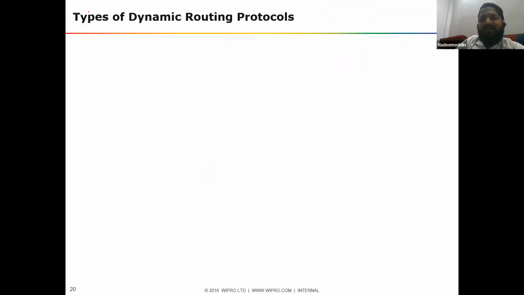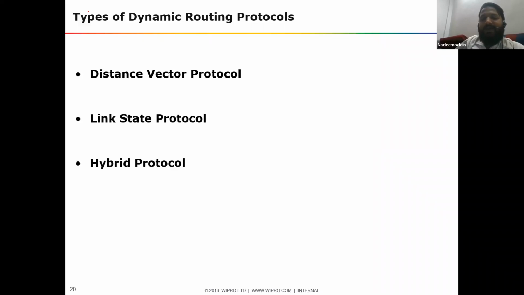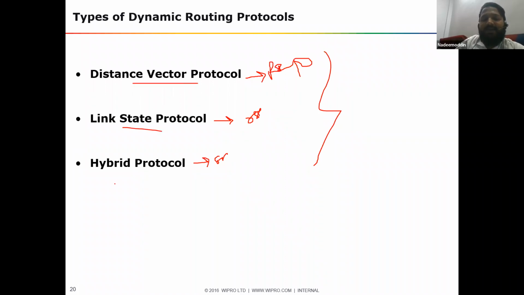There are three types of dynamic routing protocols: distance vector protocol, link state protocol, and hybrid protocol. In each class, there is one protocol. In distance vector protocol, RIP will come here. In link state protocol, OSPF. And in hybrid protocol, EIGRP. So these are the three protocols you need to understand: RIP, OSPF, and EIGRP. They are categorized under distance vector, link state, and hybrid protocol.